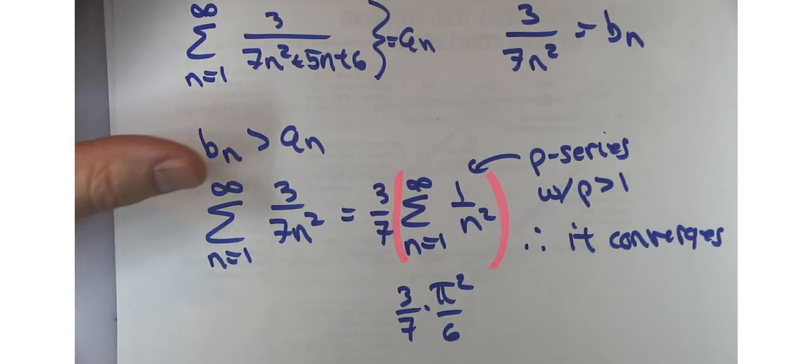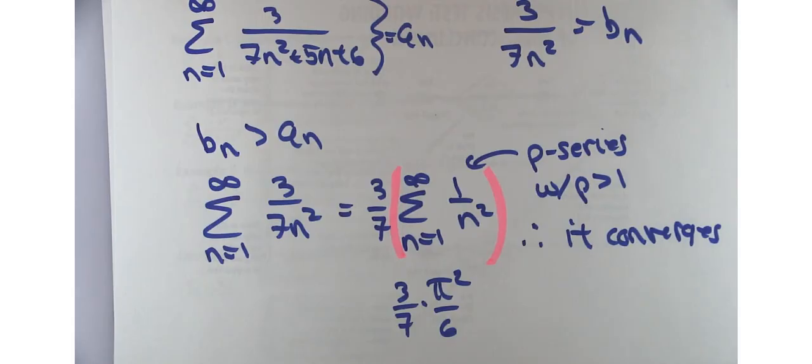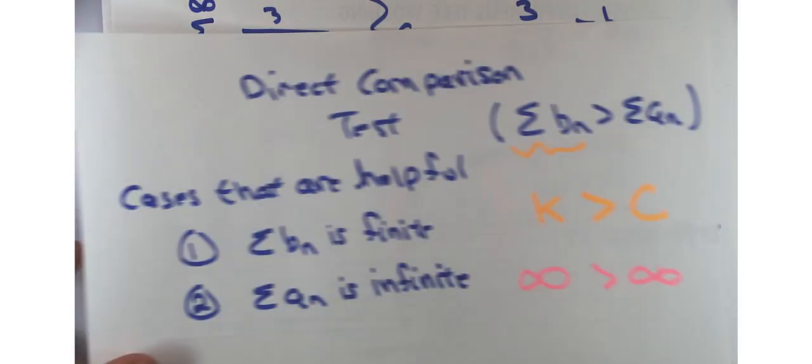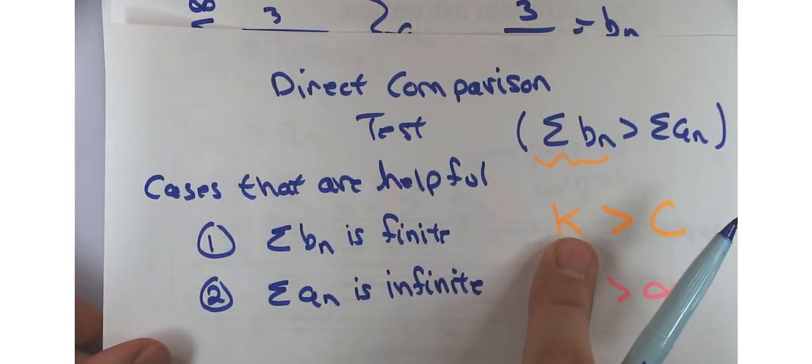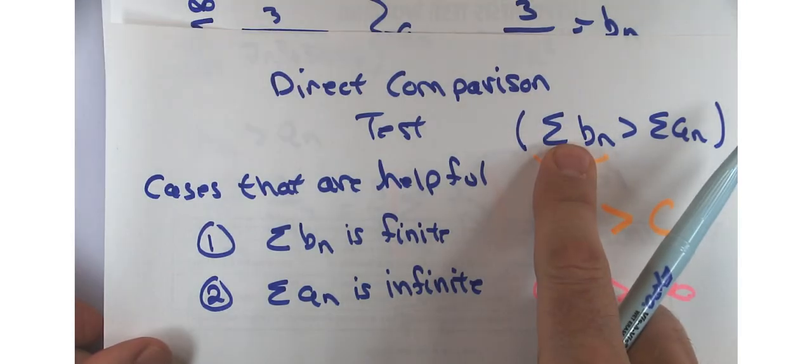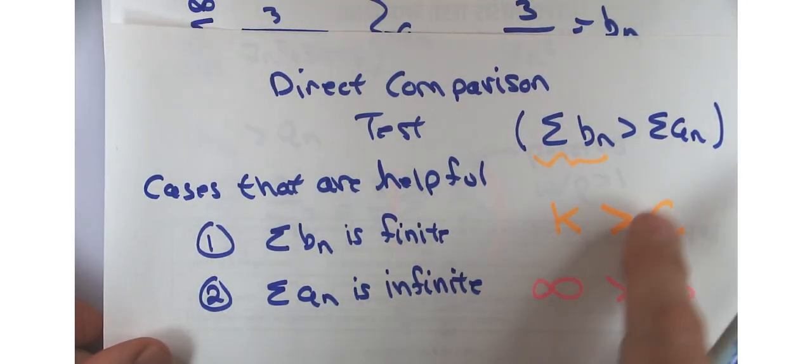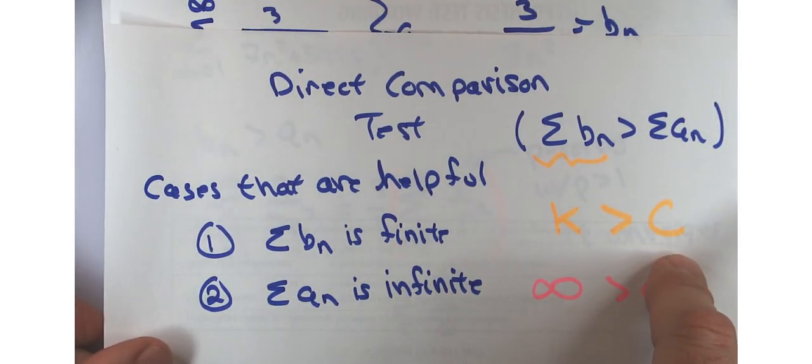All right, let's try another one. Are we okay with this one? We're just basically using this idea that if one of them sums up to something finite, and it's bigger than another one, this second one has to sum up to something finite as well.